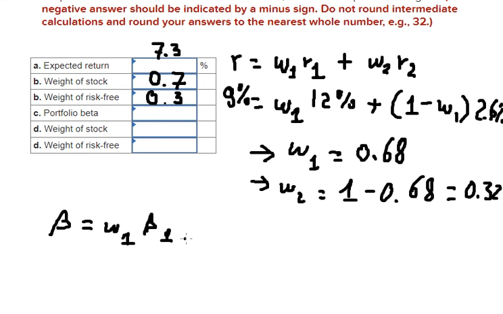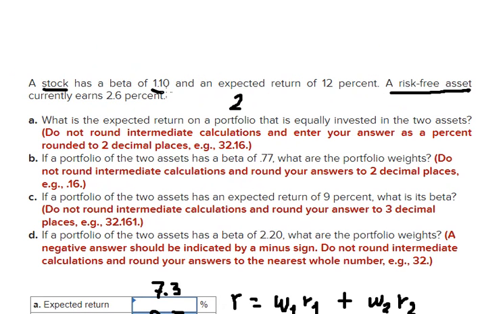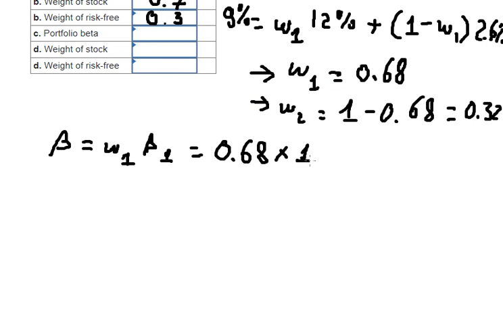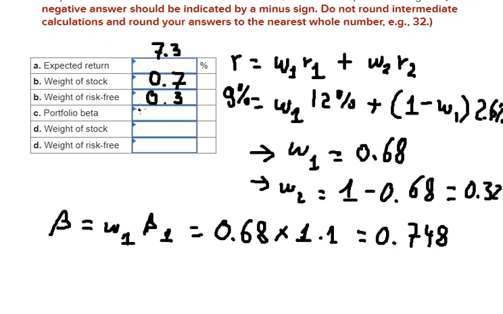Now we go to beta. Because beta number 2 equals 0, we have W number 1, 0.68, and beta number 1, which gives us 0.748. And this is the answer for question C.